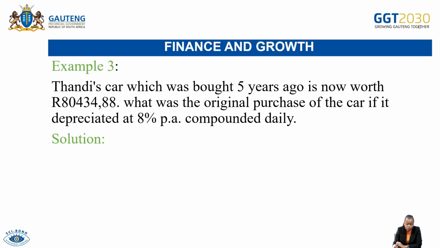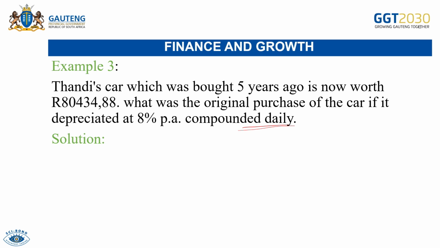Okay, let's quickly move to example number 3. Please do it for me for 2 minutes as well. Let me read it out for you. Tandi's car, which was bought 5 years ago, is now worth R80,434.88. What was the original purchase price of the car if it depreciated at 8% per annum, compounded daily? The compounding period, don't forget. I'm giving you exactly 2 minutes.